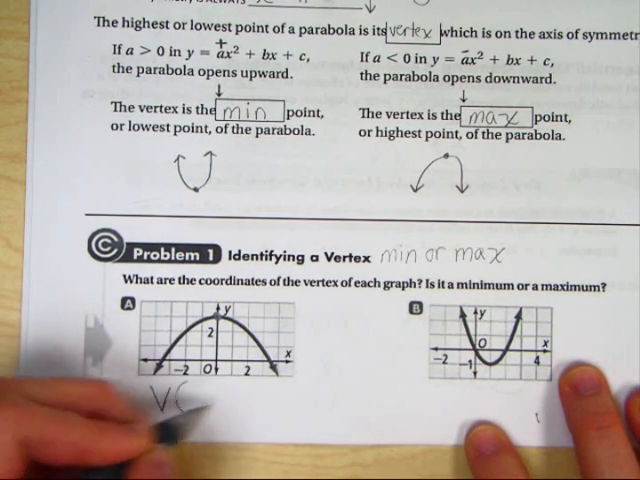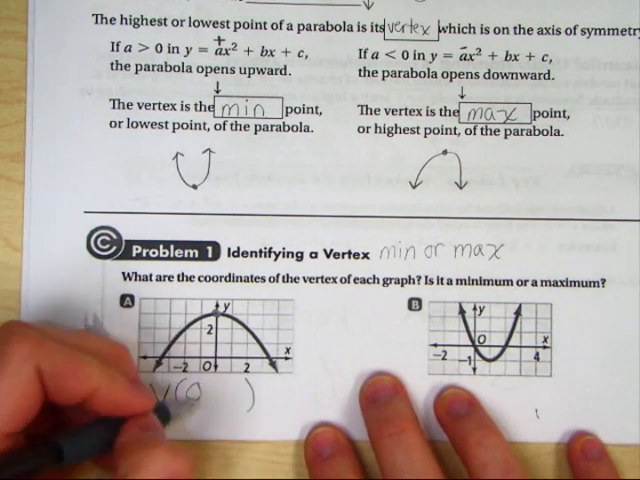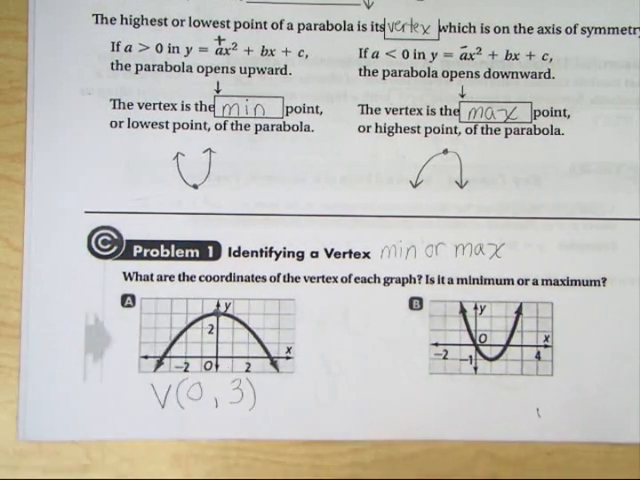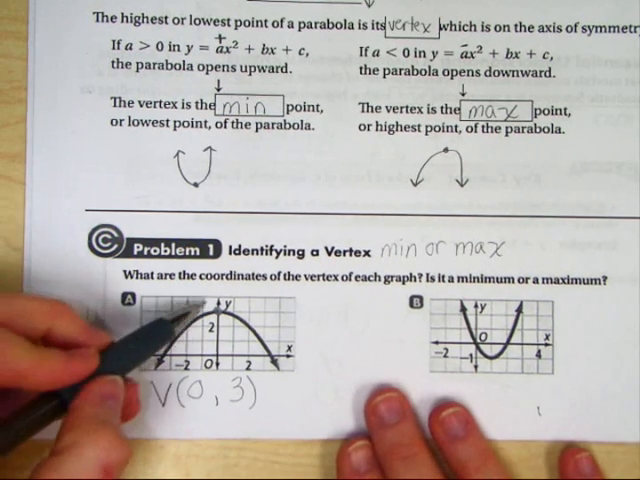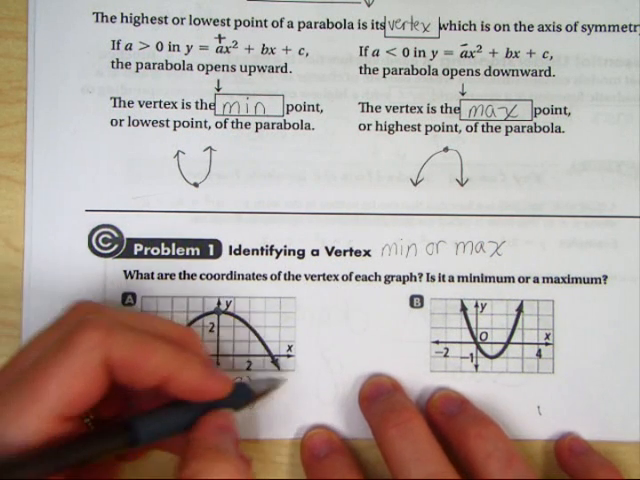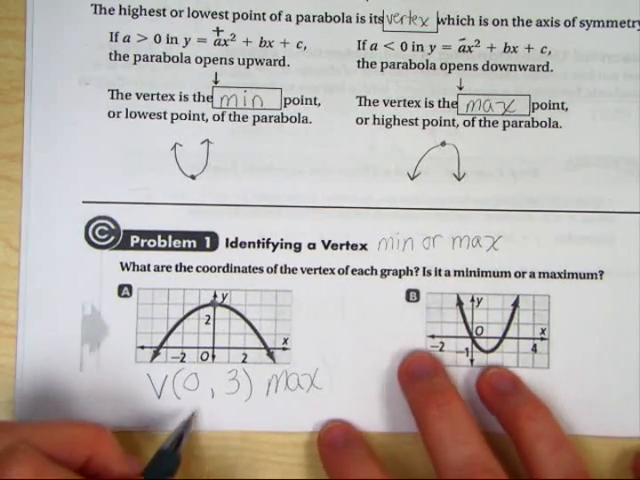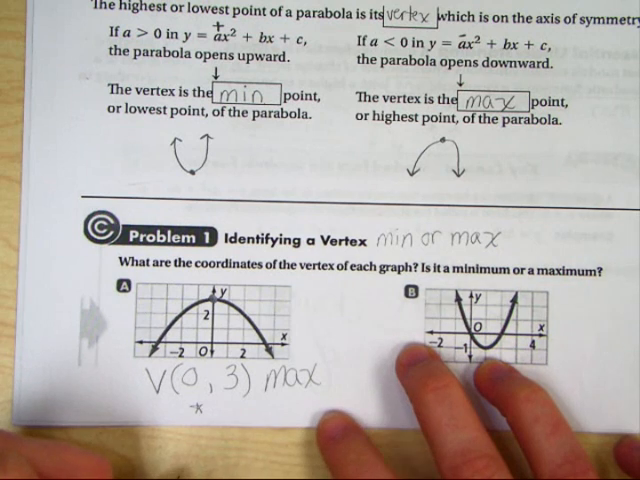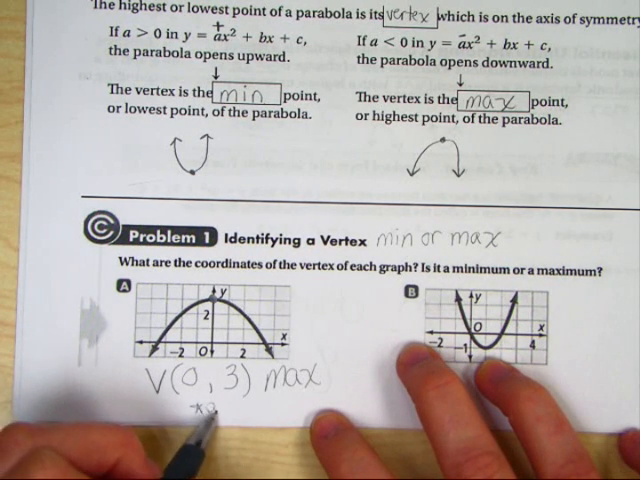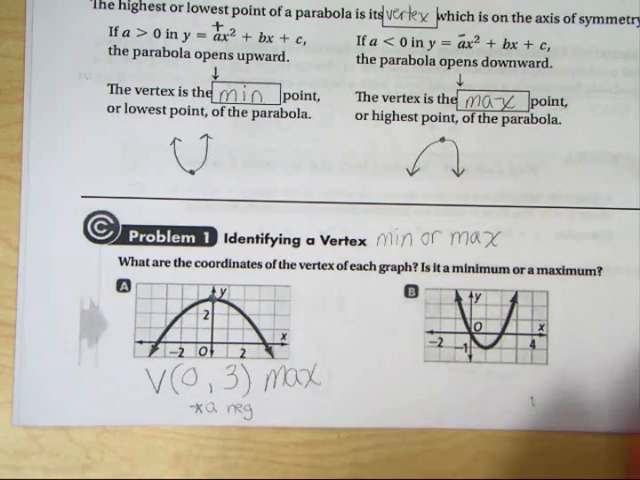Let's label it with a capital V. How much over? 0. How much up or down? Positive 3. That's your vertex. 0, 3. It's the point on the graph. Is it a minimum or a maximum? Well, that's like asking, is it the highest or the lowest point? It's the highest point, so it is a maximum. Just as a side note, on this problem, since it opens down, a would be negative.